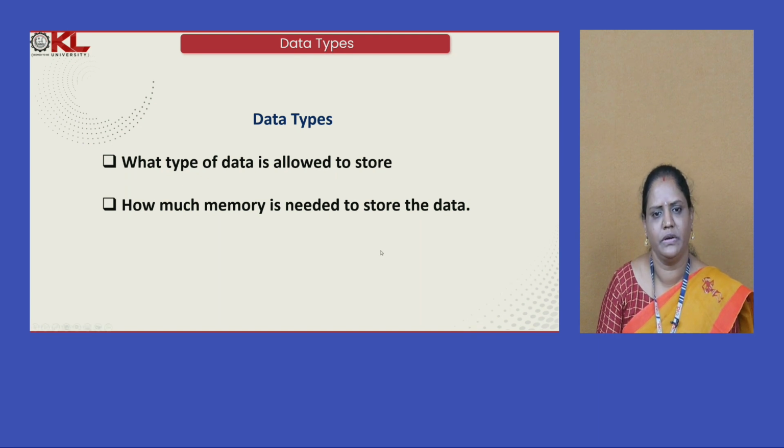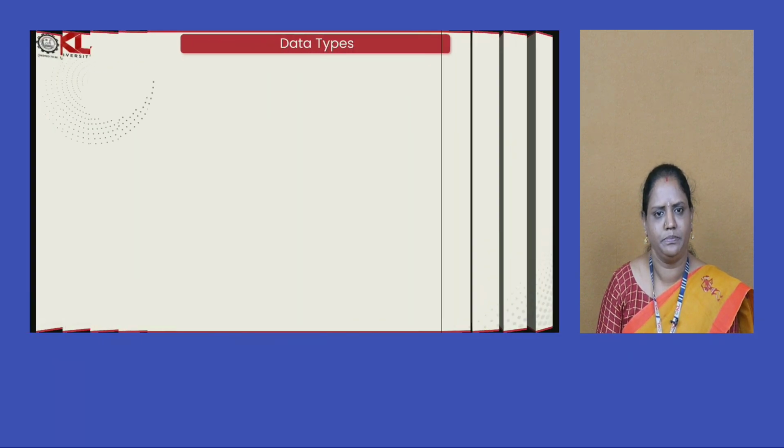For example, if it is an integer, the computer occupies 4 bytes. If it is a float, the computer occupies 4 bytes. And in order to store natural numbers, we go with the integer data type, and in order to store fractional type or real type of values, we go with the float data type.